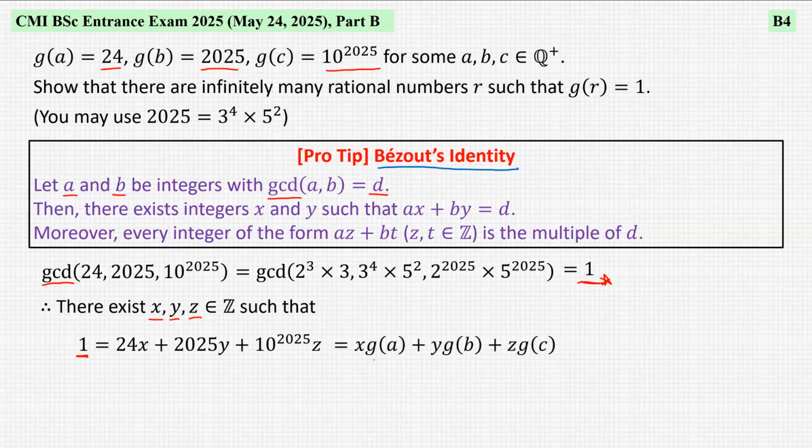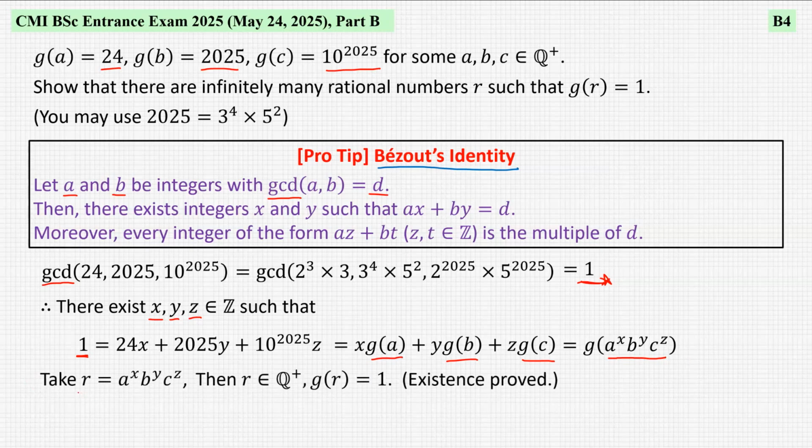Here we can substitute numbers with g of a, g of b, and g of c, and this entire thing is equal to g of a to the power of x times b to the power of y times c to the power of z because of the logarithmic nature of the function g. Therefore, if we take r as this a to the power of x times b to the power of y times c to the power of z, then r is definitely a positive rational number, and we have g of r equals 1, hence the existence is proved.